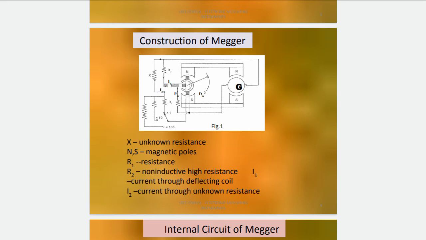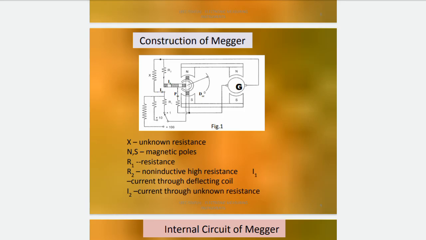Here you can see X is the unknown resistance which we are going to measure. N and S are the permanent magnetic poles, R1 is the resistance, and R2 is the non-inductive high resistance through which the current can flow, that is I1 and I2. I1 is the current through the deflecting coil and I2 is the current through the unknown resistance.